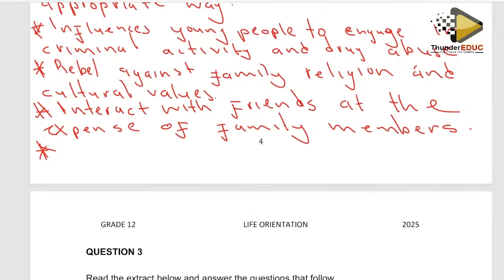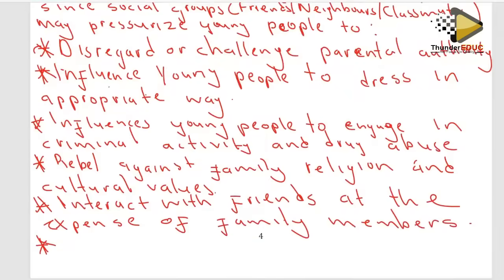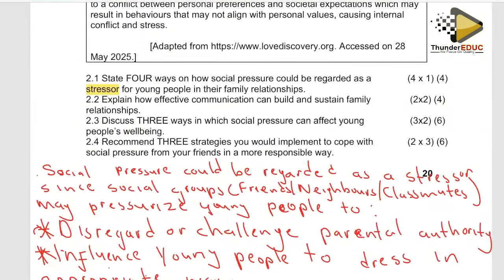So in addition to that, we also need to look at the next question, which is 2.2. It reads, explain how effective communication can build and sustain family relationships. So our keyword here is build and sustain. We are looking at how it promotes good family relationships. For this one, I'm going to take it to the whiteboard.